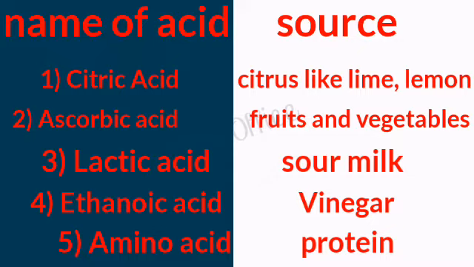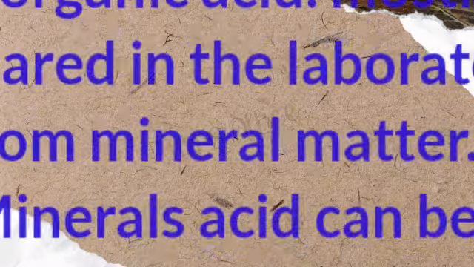5. Amino acid is also an example of a natural acid, and the source is protein. That means it is gotten from protein. So citric acid, ascorbic acid, lactic acid, ethanoic acid and amino acid are all examples of natural acids.